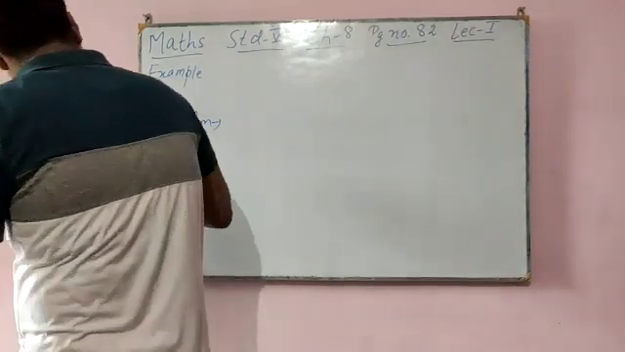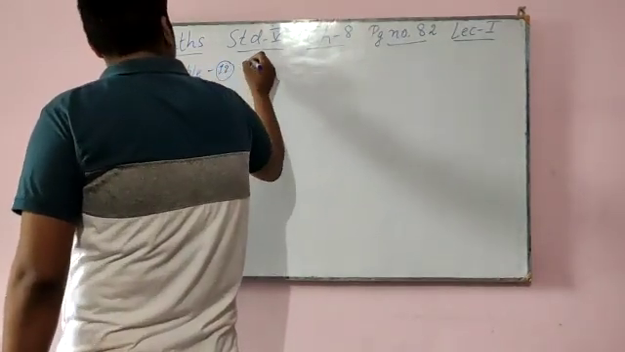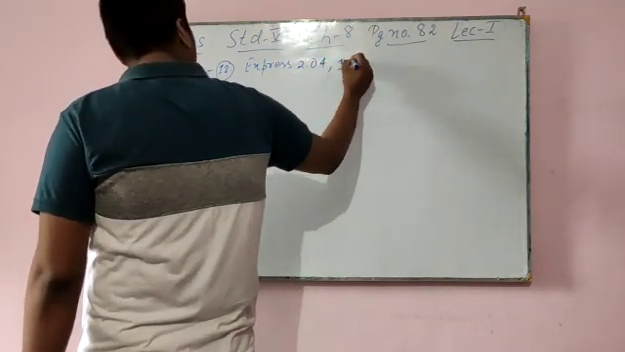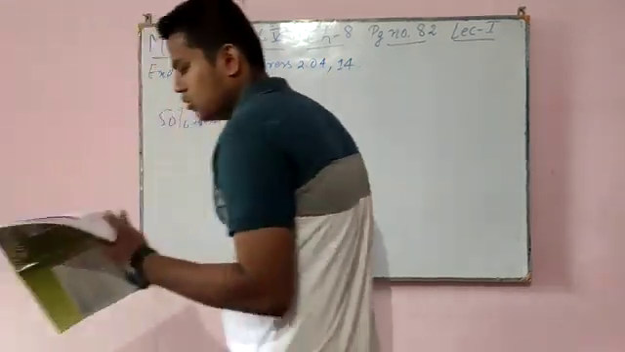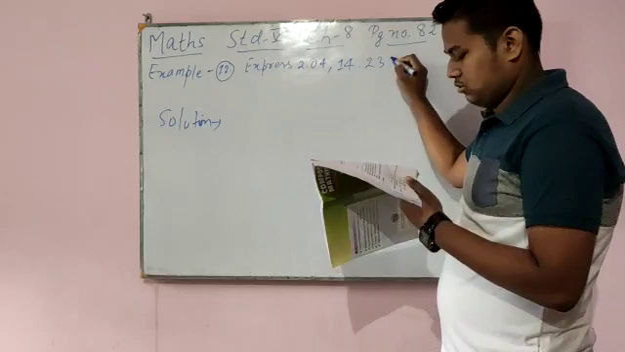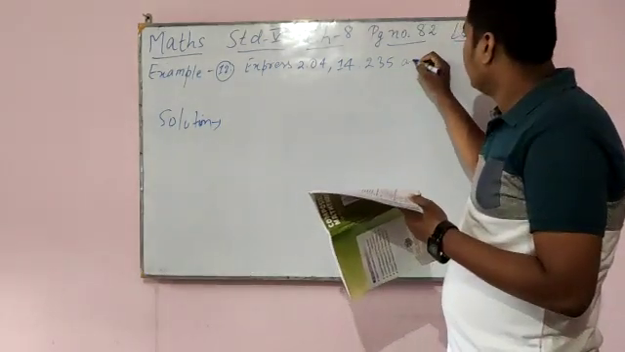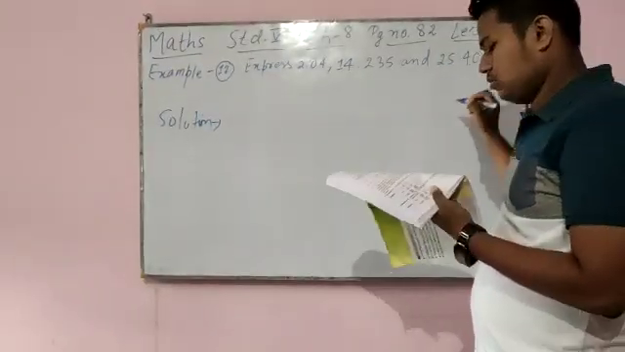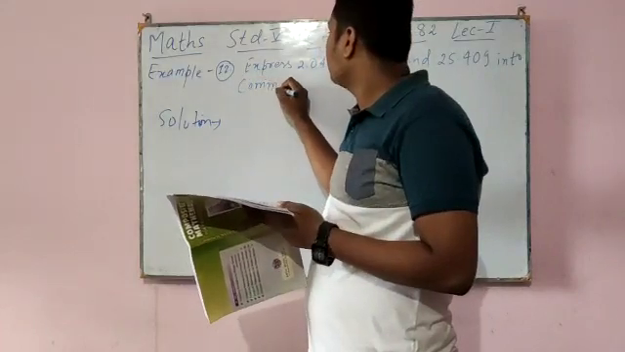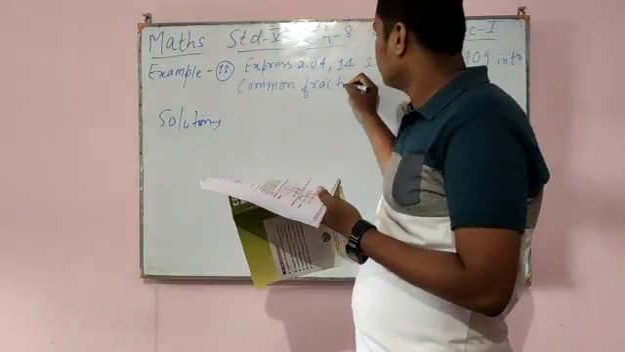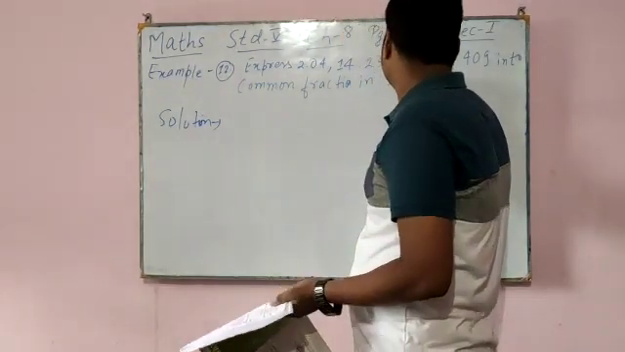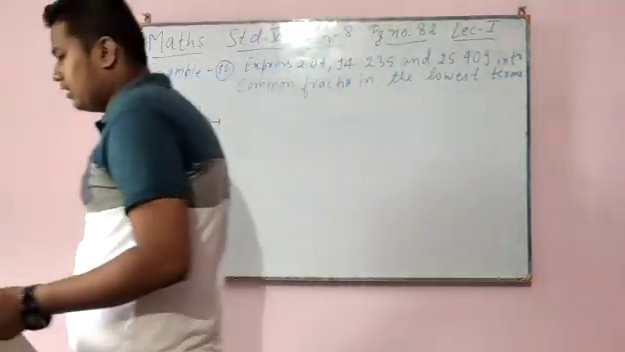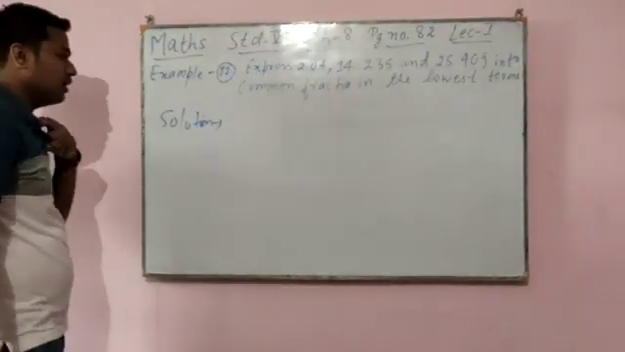Place two decimal zero four, 14 decimal 235 and 25 decimal 409 into common fractions in the lowest terms. See, this question is the same as example number 11, but there is a little difference.